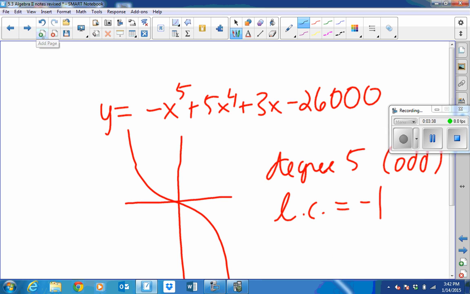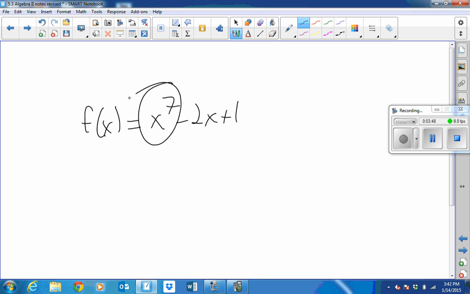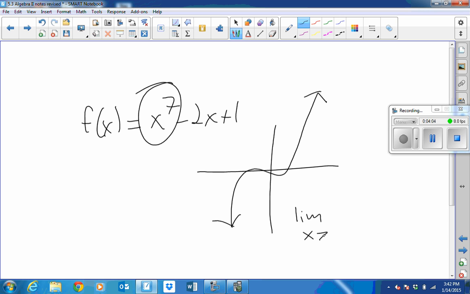So if I ask you about the equation f of x equals x to the 7th minus 2x plus 1, all we care about is this when we're talking about end behavior. Because what that tells us is that we have an odd number. We're not sure about the wiggles, but we could say a decent sketch of this might look something like this, because it's an odd function. Our limit as x is going to negative infinity, y is going to negative infinity. And as x is going to positive infinity, y is going to positive infinity.